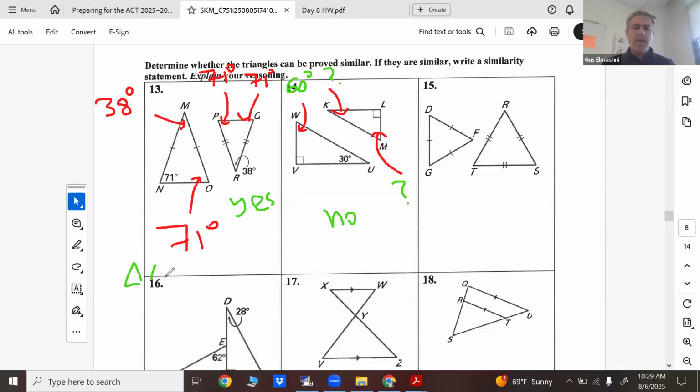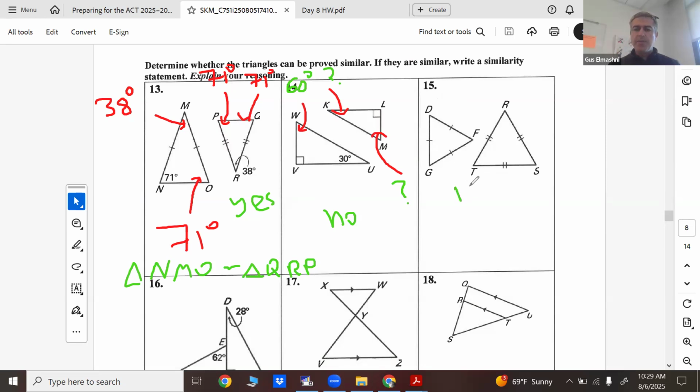Triangle NMO will be similar to triangle QRP because you have to make sure the angles line up. So you make a similarity statement, make sure the letters line up, that each letter corresponds to a congruent angle. Okay, take a look at 15.